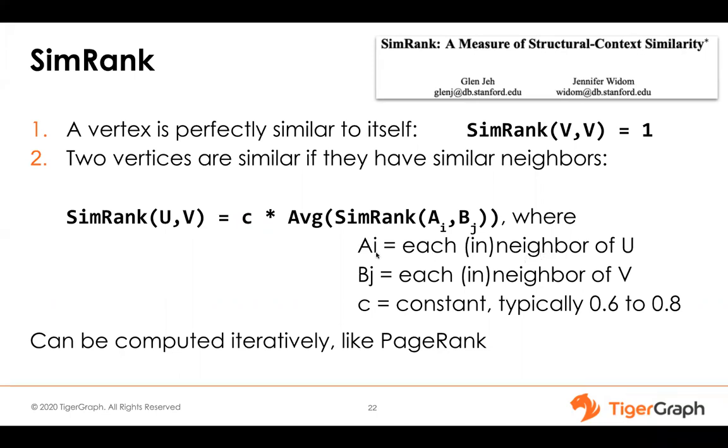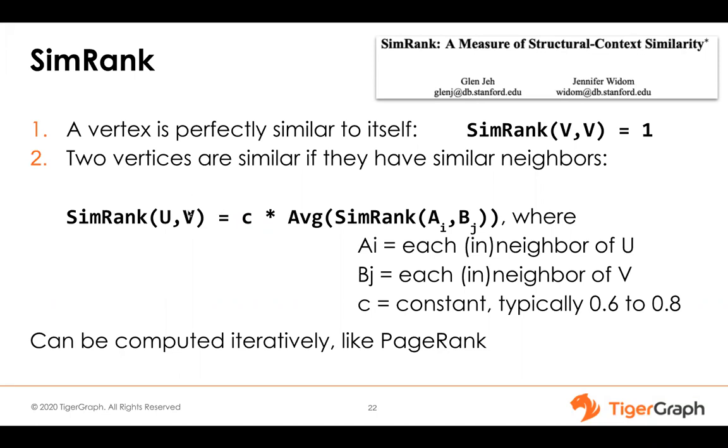So the set A is the neighbors of U, and B is the neighbors of V. You compare every possible pairing of a neighbor of A with a neighbor of B, and then you average those scores. The first time through, if A is not equal to B, that's going to be 0, right? It's only if A equals B that it'll be 1, because that was our initialization condition. So sometimes it basically ends up saying, do you have any neighbors in common? If you have any neighbors in common, they're going to have a 1. If they're not the same person, it's going to be a 0.